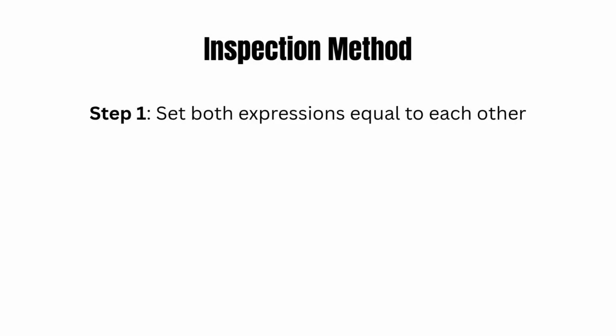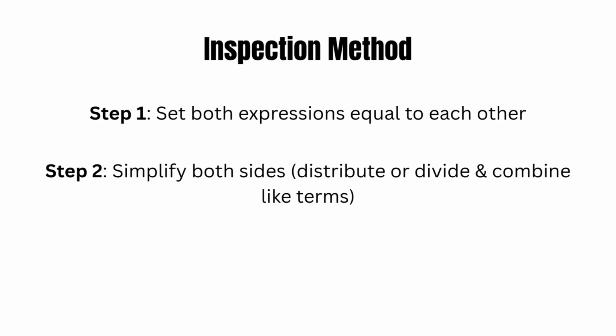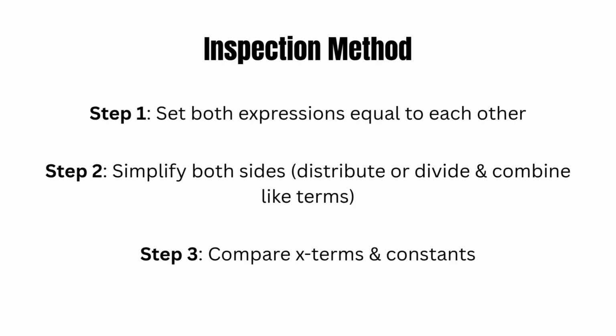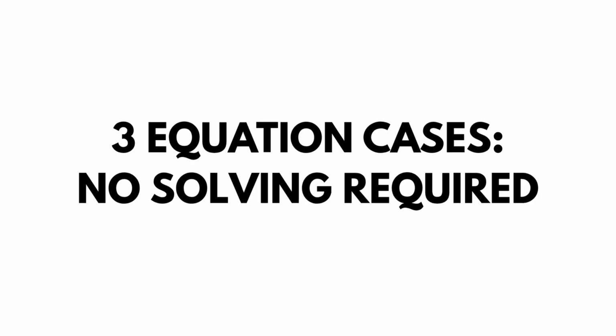Now let's review the exact steps to inspect an equation without graphing or solving. First, if you are given two separate y equals equations, set the expressions equal to each other. Second, simplify both sides by distributing or dividing if there are parentheses and then combine like terms. Third, compare your x terms and your constant numbers. Now let's look at three different cases of equations to see how this works in practice and find the number of solutions without doing any solving.